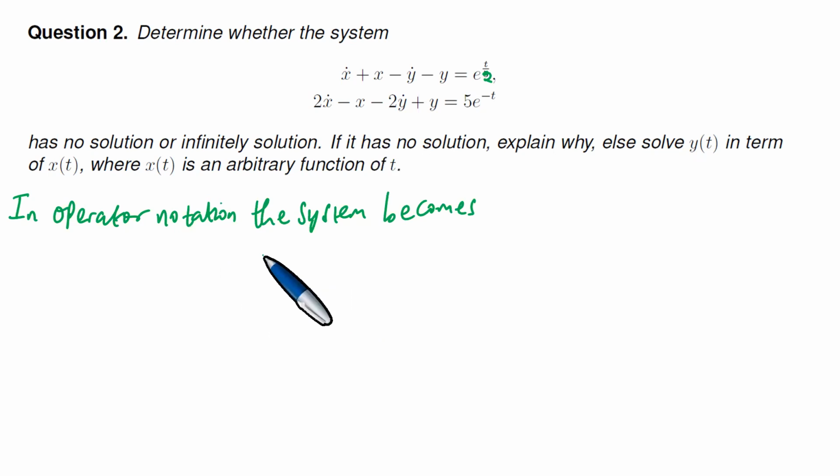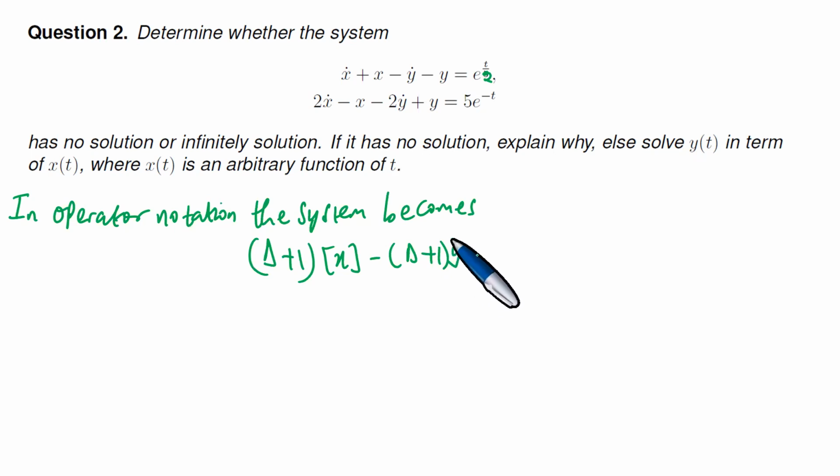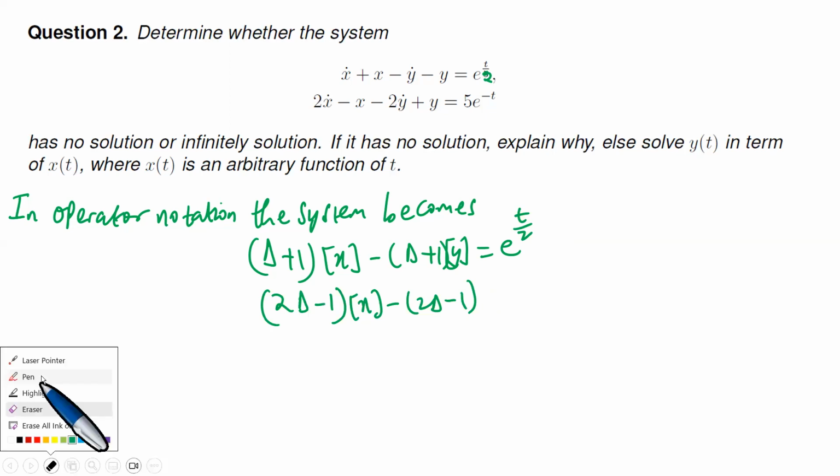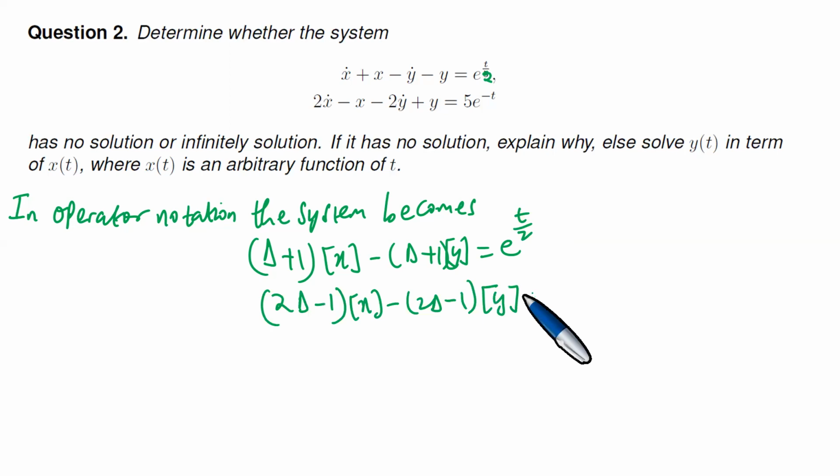So in the operator notation, this becomes precisely (D plus 1) into X, and then we have minus (D plus 1) into Y, and this is equal to e to the e out of t. Obviously, this one here becomes twice (D minus 1) into X minus twice (D minus 1) into Y, and this is equal to 5 e to the minus t. Okay, so we've written this in operator notation.